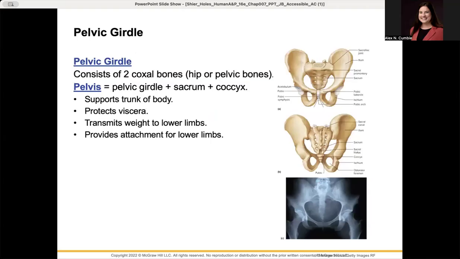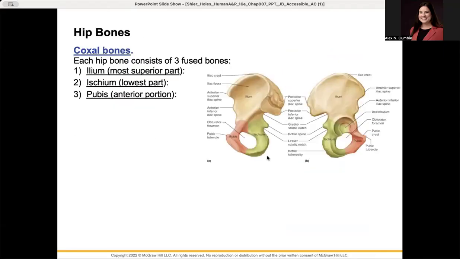When we move to the pelvic girdle, we have two coxal bones. These are called the os coxae, if you see them, okay? And you can see here we have the sacrum and the coccyx in between your hip bones. Your hip bones are actually made up of three different bones fused together.